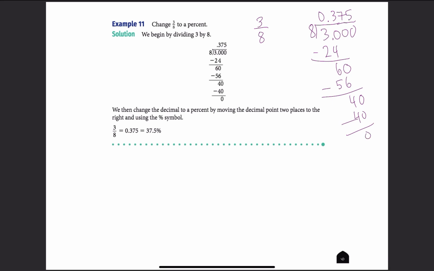So 0.375 is the decimal equivalent of 3/8. Now, to turn it into a percentage, I have to multiply by 100, or I can take the decimal and move it 2 places to the right and add a percent symbol to show that I multiplied by 100, that it's a percentage.